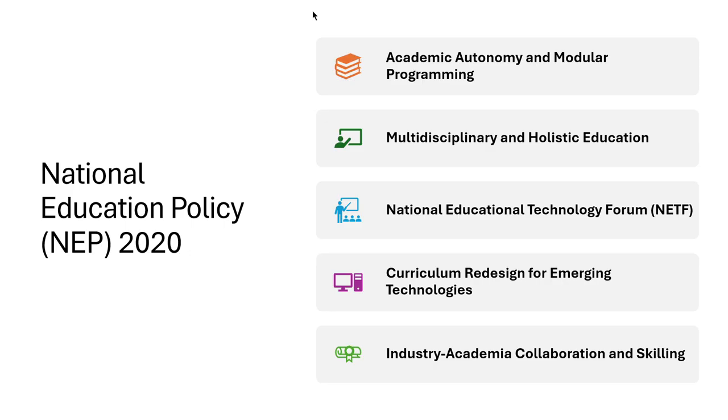Curriculum redesign for emerging technologies. This recommends development of instructional material and video films for emerging technologies. Industry academia collaboration on skilling. This fosters collaboration with industry leaders through programs grounded in real world application.